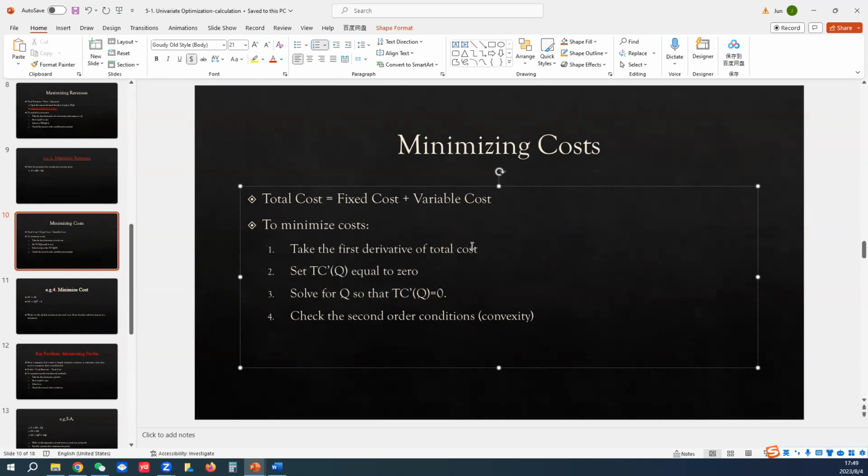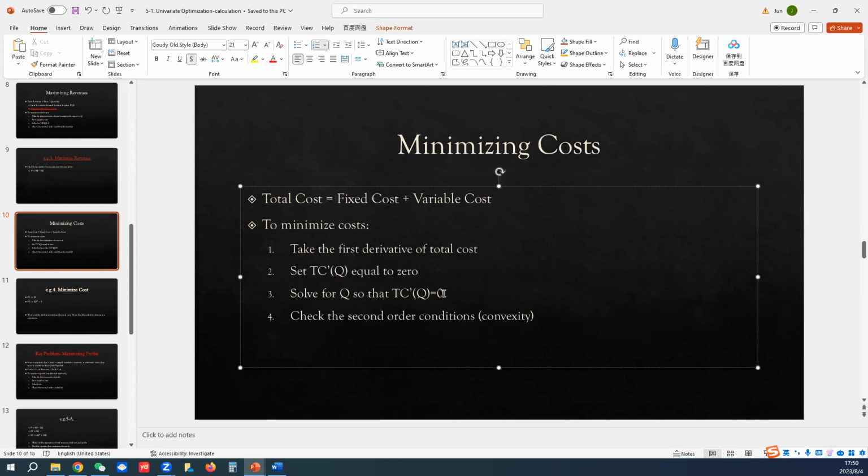So here we need to take the first order derivative of total cost. We set this derivative of total cost equal to 0, which is actually marginal cost, right? Because the first order derivative of total cost is marginal cost. And then step 3, we solve for Q so that the derivative of total cost equal to 0 is satisfied. Namely, the first order condition is met.